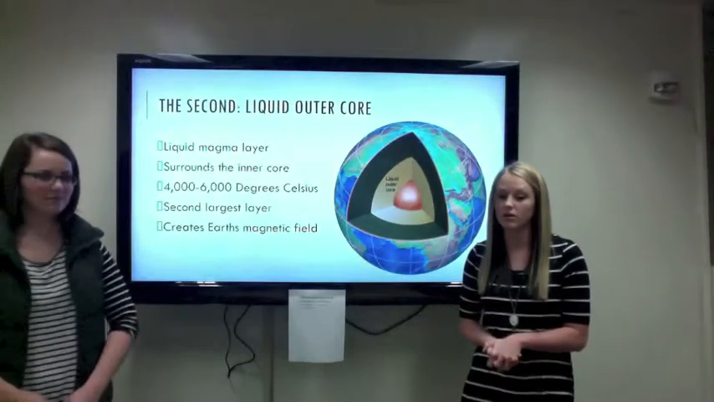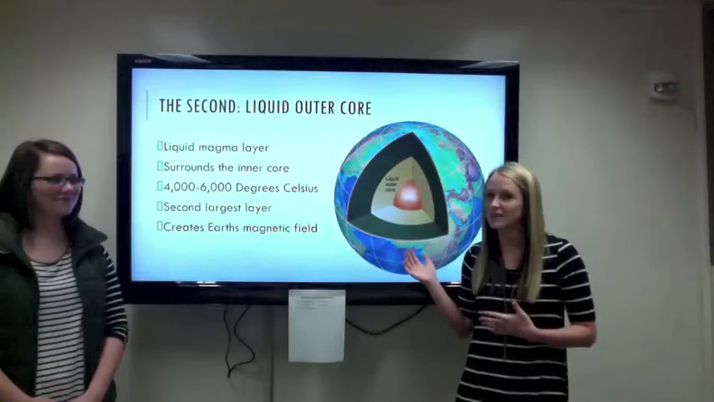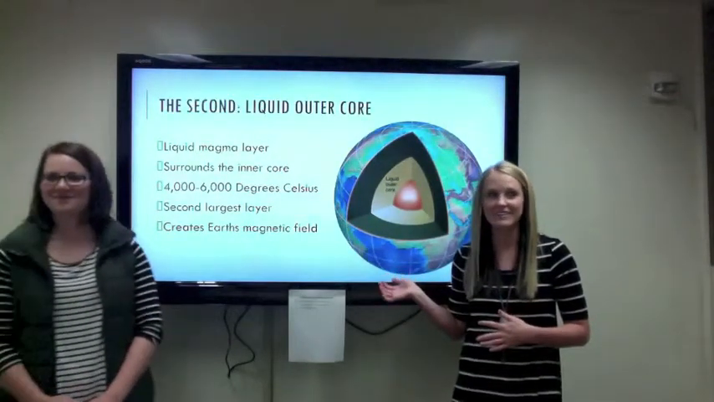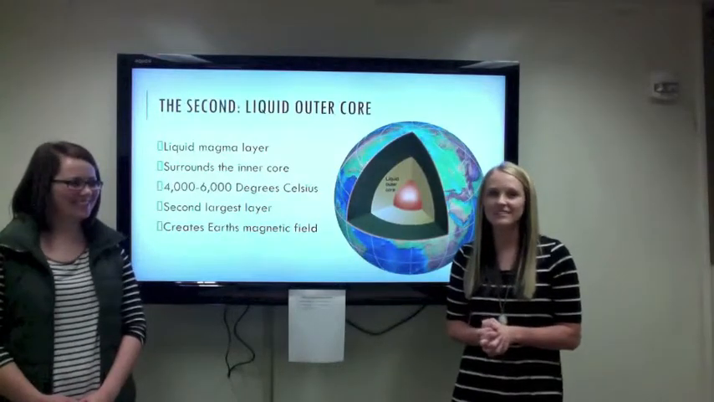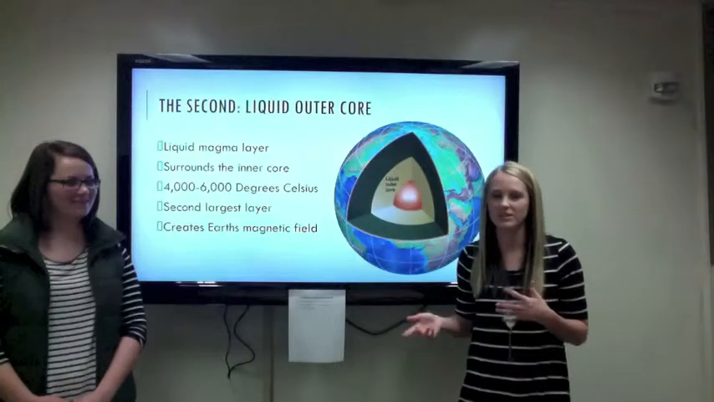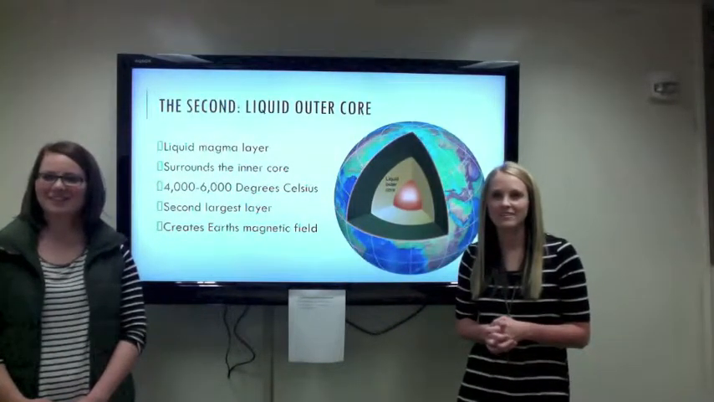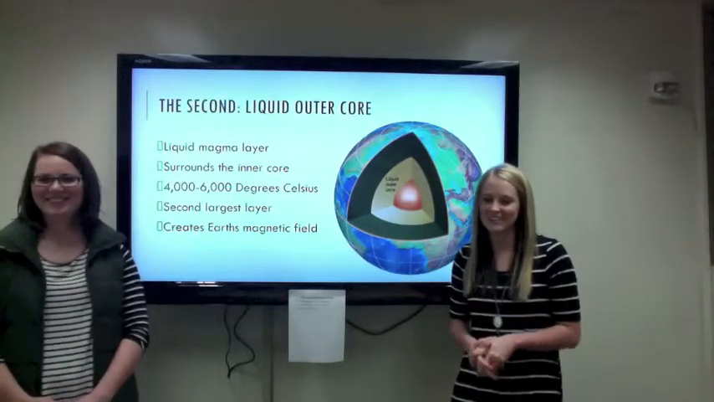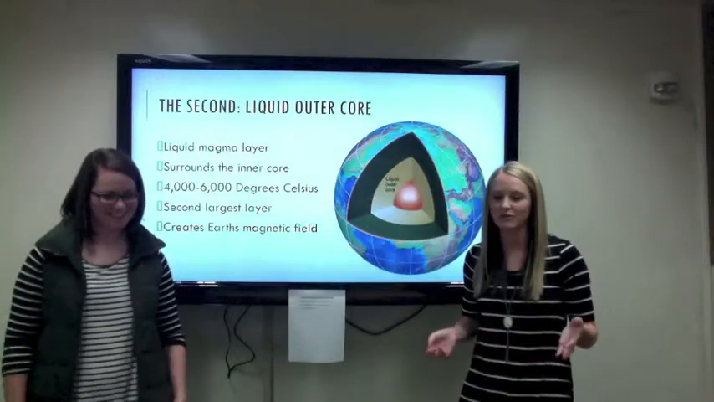The second layer we're going over is the liquid outer core. What can we tell from the name of this layer? It's liquid? So what is the texture of a liquid? What does that feel like? What does that look like? Fluids? Good job. Okay, so this layer is made of liquid magma.